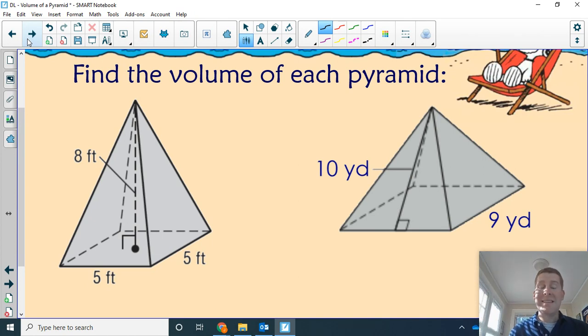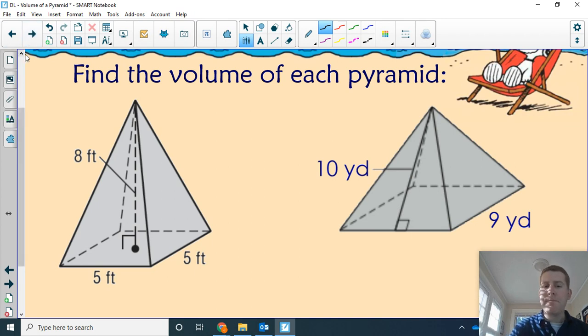Okay, hope you guys did a nice job on those. So for the first one, you should get 66.7 feet cubed. And for the second You Try, you had to use Pythagorean theorem to find the height of your pyramid. You should get a volume of 240.3 yards cubed. Now the rounding there might have thrown you off on that second one, but we'll go over that right now.